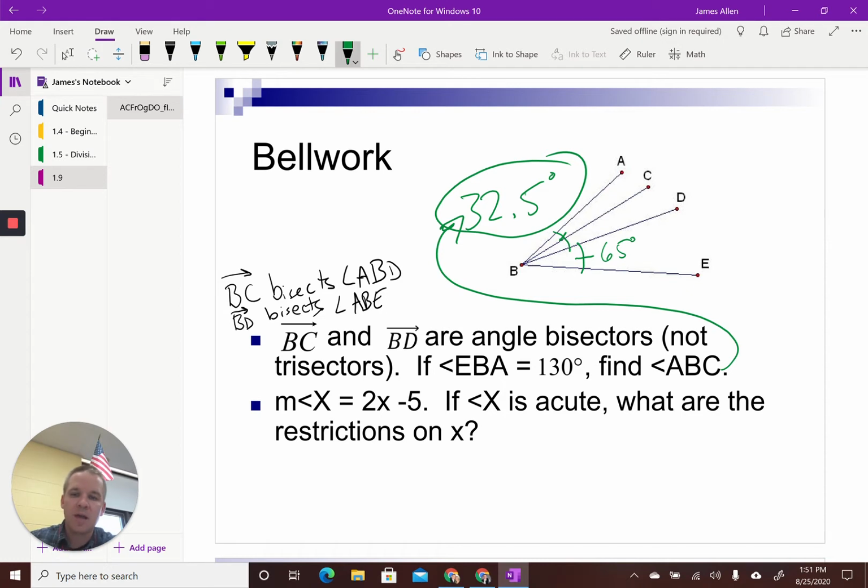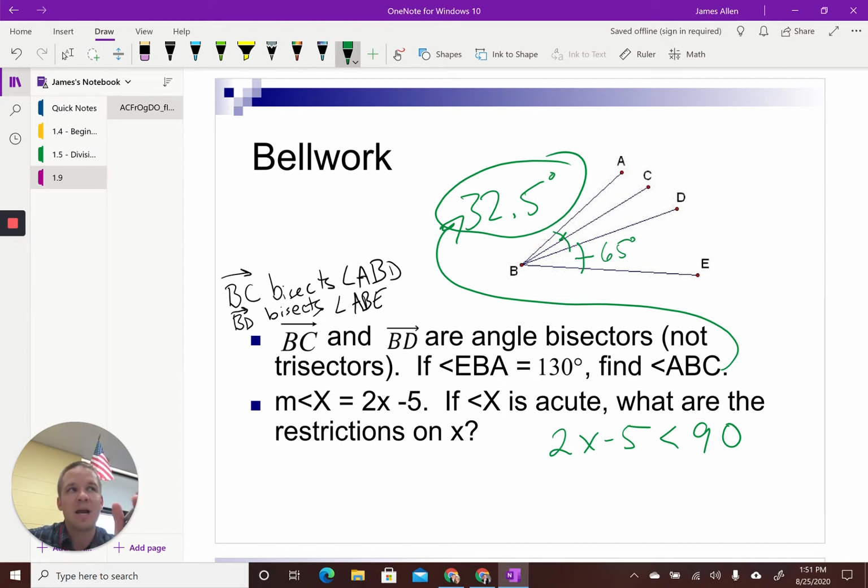All right, now it says the measure of angle X is 2x minus 5. This is a separate question. If angle X is acute, what are the restrictions on x? So it's acute. Well, what does that mean? Oftentimes people say, oh, that means it's 89 or less. What about 89.5? That's still under 90, right? So really we have to set up a compound inequality. The angle, which is 2x minus 5, that's its measure algebraically, is going to be less than 90 degrees, right? It could be 89.9999999 and still be acute.